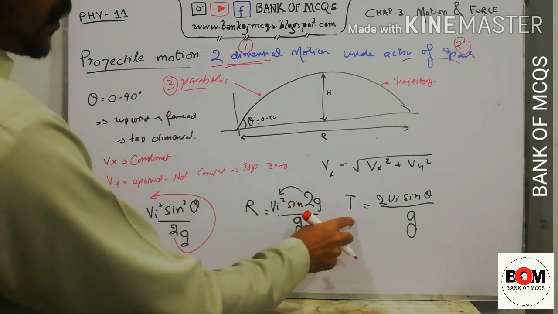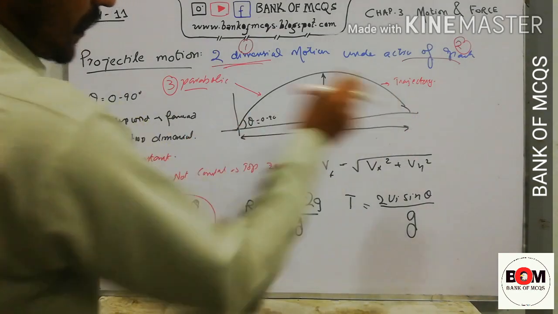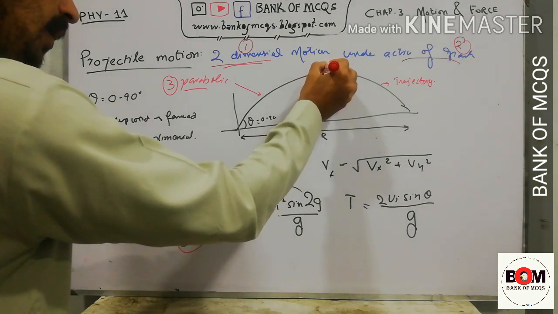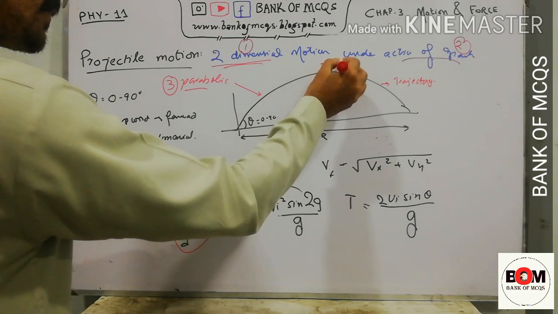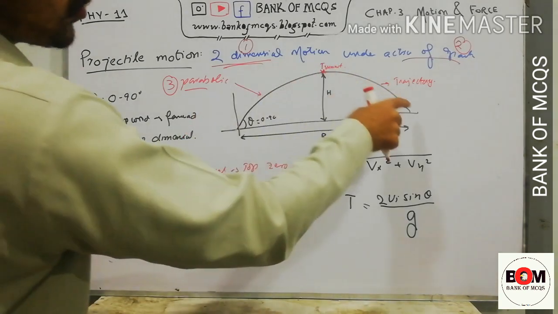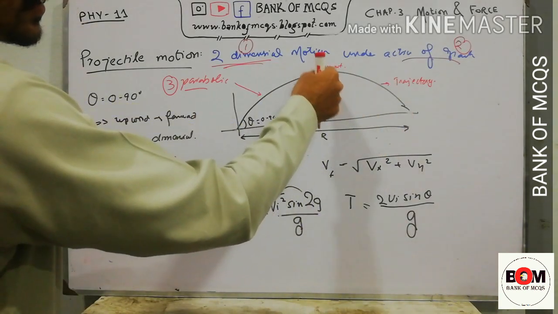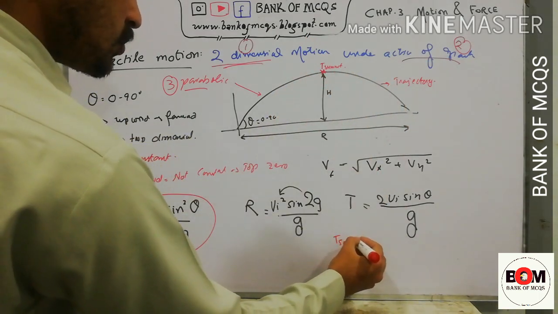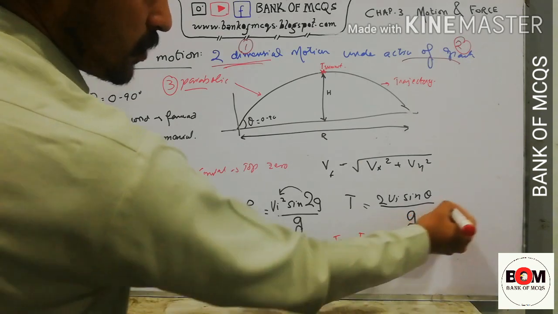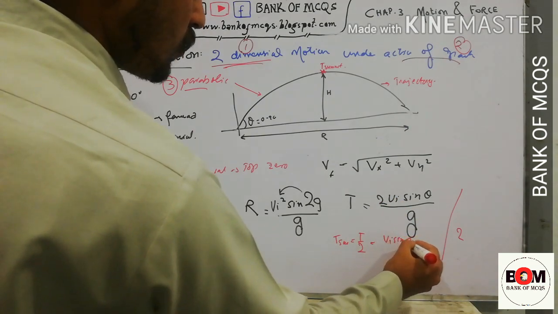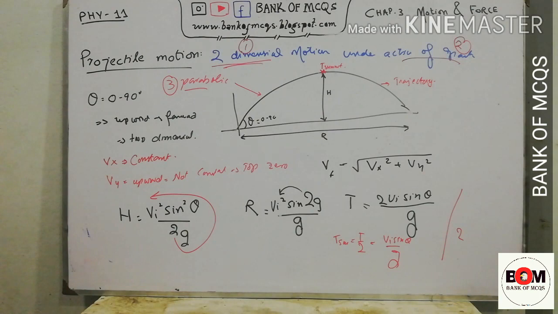Now this time is when a body starts moving from this position and reaches the end. Now the time to reach the top is called the time of ascent. If we take t from this position to this, then half of it will be total t divided by 2. So t of ascent is equal to t divided by 2. If we divide the whole thing by 2, this 2 will cancel, and we will get v i sine theta divided by g. This is the time of ascent.